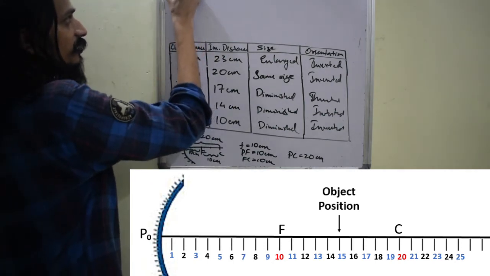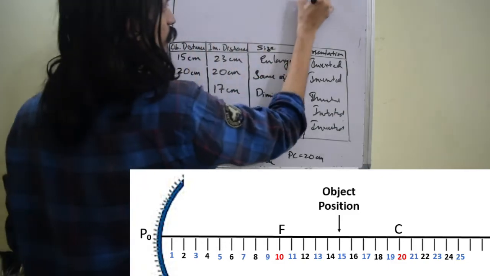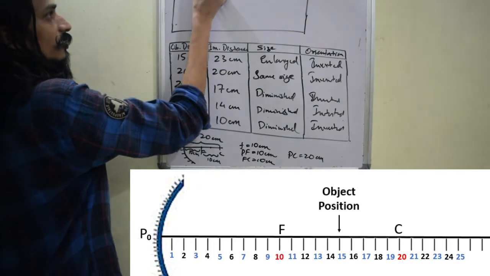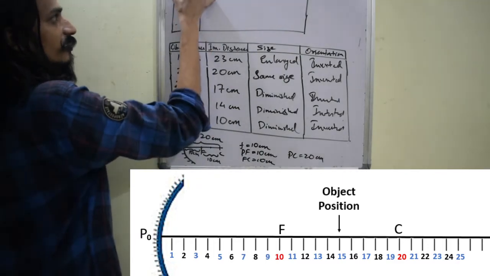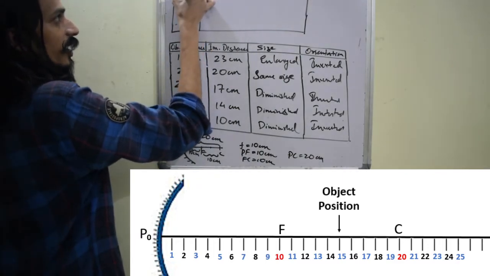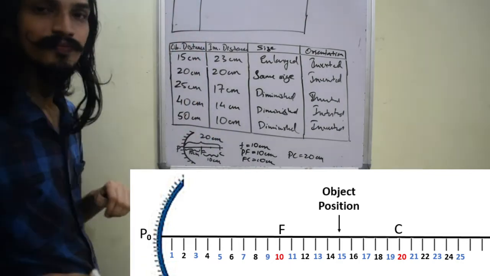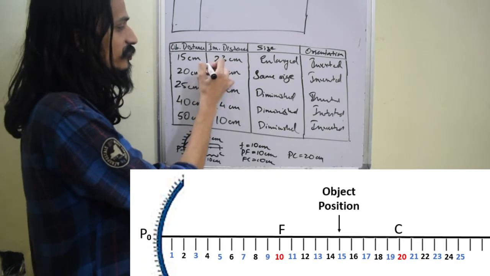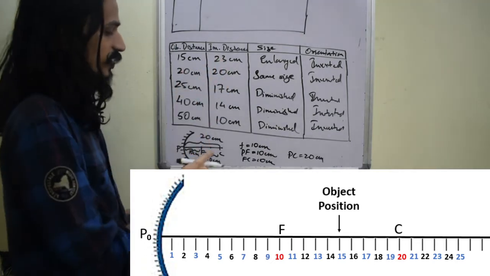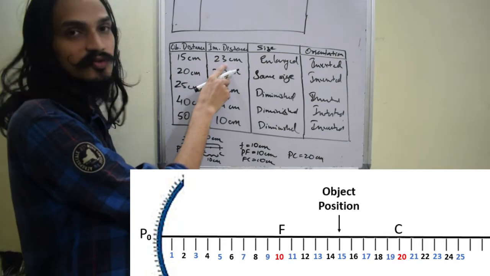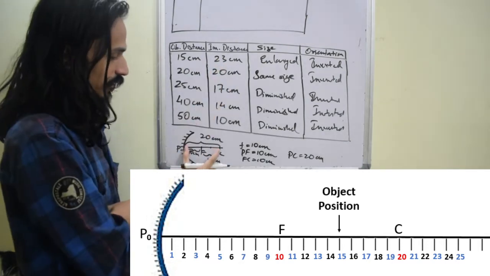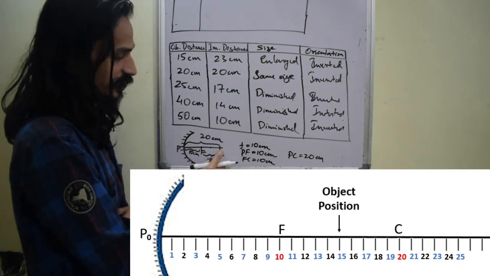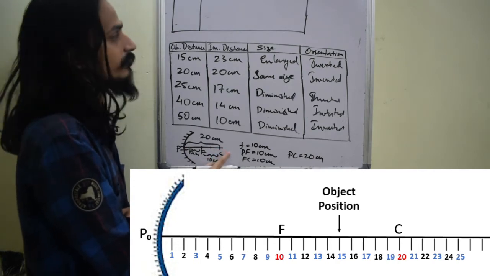Alright, so I'm going to make another table over here on the top to try to understand our findings a bit more. The position initially, like I said, is between F and C. So at 15 centimeters, when I put the object between F and C, the candle being at 15, the image was at 23. Now if this is 20, 23 is somewhere here, correct? It's a little behind C.